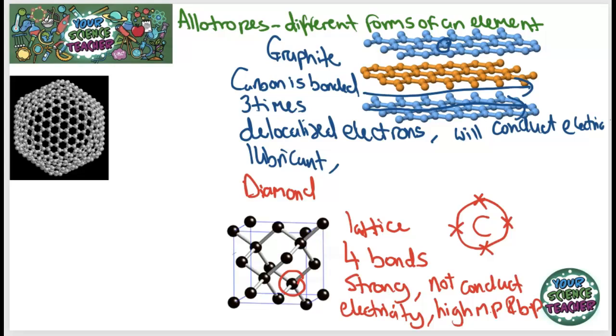But graphite, just like diamond, will have a high melting point and boiling point because of the fact that these covalent bonds between each atom are incredibly strong and take a lot of energy to break.